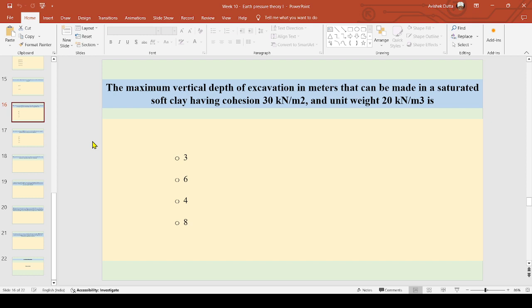Okay. I'll repeat the question once. The maximum vertical depth of excavation in meters that can be made in a saturated soft clay having cohesion 30 kilonewton per meter square and unit weight 20 kilonewton per meter cube is 3 meters or 6 meters or 4 meters or 8 meters. Okay. Next question.